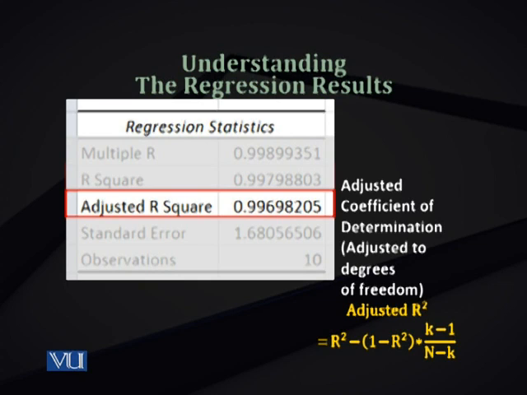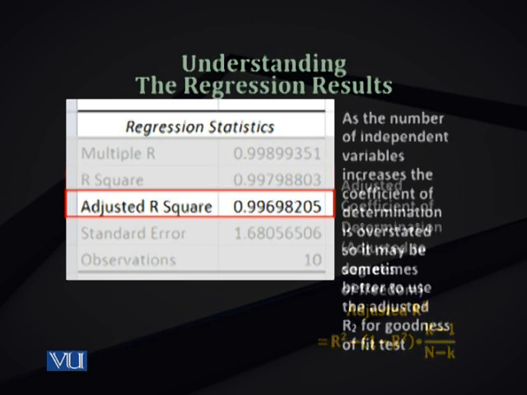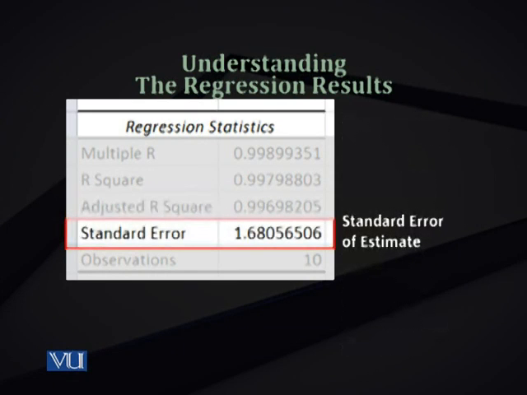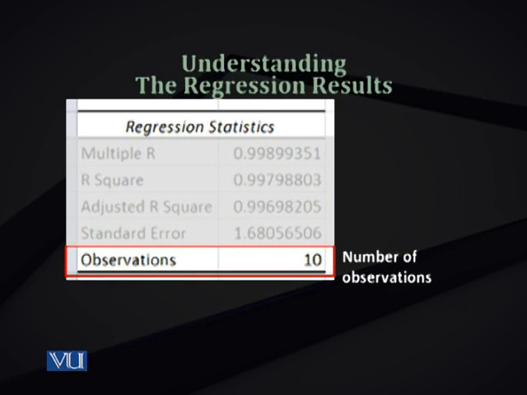So to overcome this problem, we adjust the R square by the formula you are seeing, adjusted R square = 1 minus (1 minus R square) into (N minus 1) over (N minus K). As the number of independent variables increases, R square will be overstated. So this is why we have made this adjustment. The next item is standard error. This is the standard error of estimate defined as the square root of summation e square over N minus K. You have already computed that. The last one is number of observations. In this case, we have 10 observations.